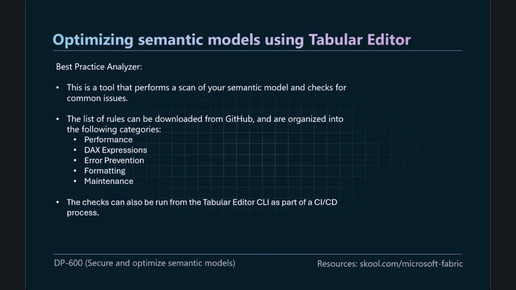Now these checks can also be run from the Tabular Editor CLI as part of a CI/CD process. So when you deploy a semantic model from a development environment to a testing environment, you might want to run the Best Practice Analyzer rule sets against your semantic model to give you an automated way of analyzing the quality of that model, to surface any particular errors that you might get with that model, and things you need to be aware of from a quality and maintenance perspective in that model.